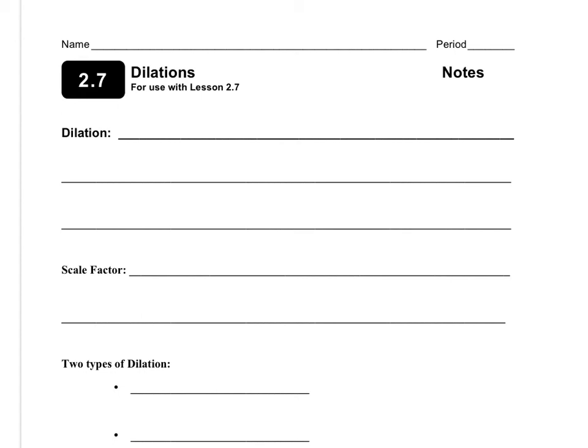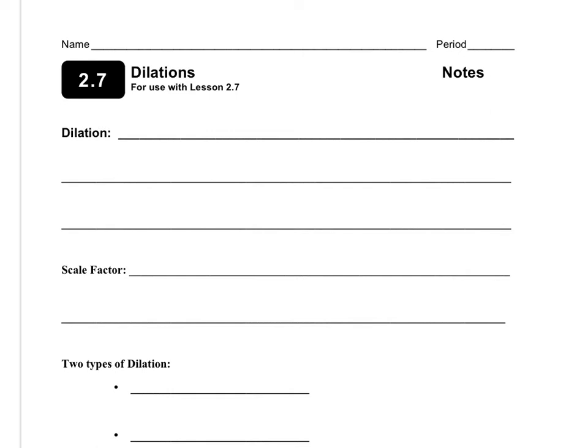Today we are going to learn about lesson 2.7, dilations. This is the last section of the chapter. It is the last transformation you're going to learn for chapter 2. Okay, so let's define a few key terms.